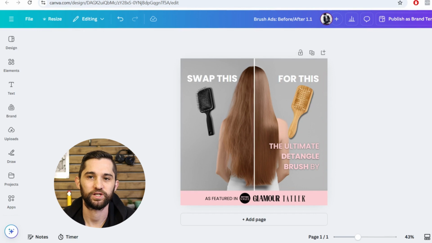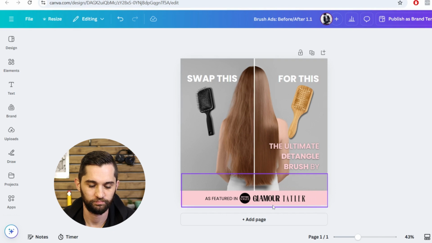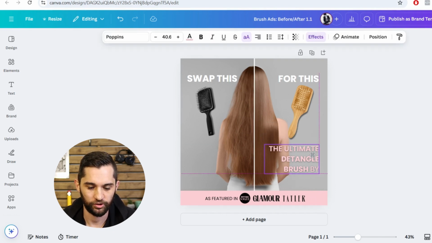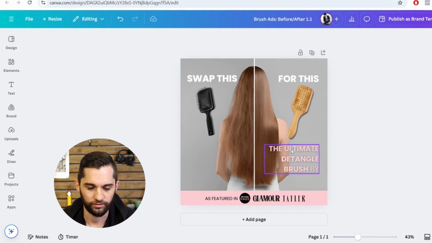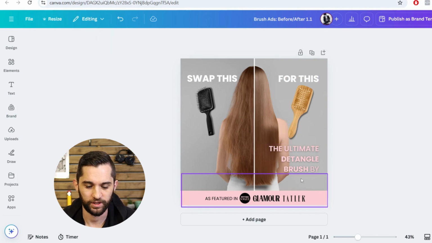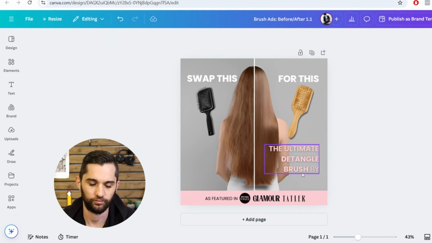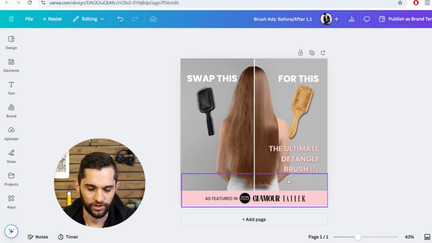And this is very, very similar to the ad that we ran, which turned this account round. So we've got the featured in, which is going to give a little bit of social proof on the bottom. Our target audience will be very familiar with those publications. We've got the name of the product. So the Ultimate Detangle Brush by, and then we actually put the logo of the business here, which obviously I can't do for this video, but just imagine there's a logo there.